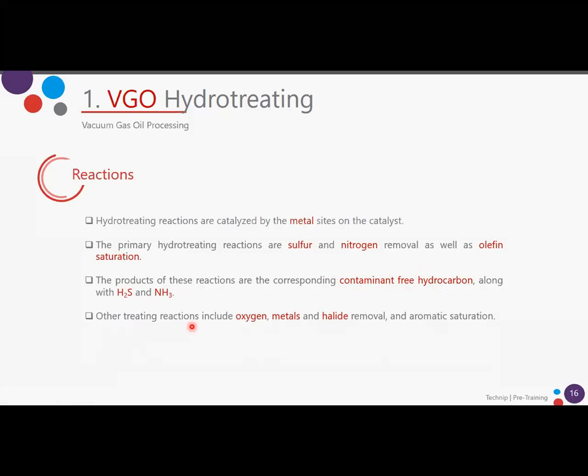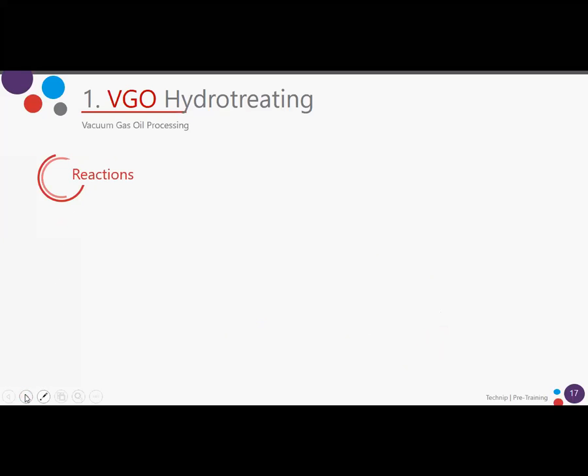So you will have the free hydrocarbon and you will have H2S and ammonia formation. Other treating reactions include oxygen, metals, and halide removal and aromatic saturation. In each of these reactions, hydrogen is consumed and heat is liberated. As we have seen, these are exothermic reactions. So the reactions are the same that we have seen in the different hydrotreating units, the naphtha, the kerosene, the diesel hydrotreating. So let's see them again.